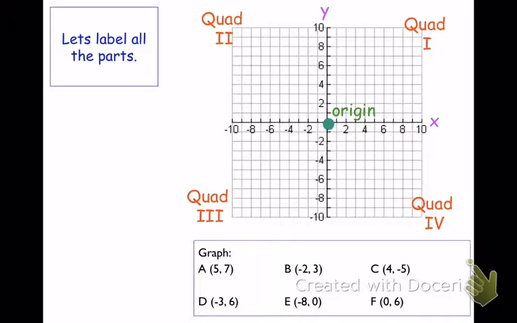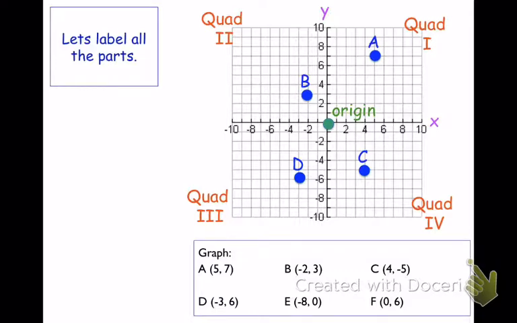Start with point A, 5, 7. So we have a positive and a positive. So that 5 tells me to go right 5 and up 7. Pause the video if you need more time. Second point is negative 2, 3, which means go to the left and up. Third point, 4, negative 5 means 4 positive, which means go to the right. 5 negative goes down. D is negative 3, 6. Negative 3 is to the left, 6 go up.